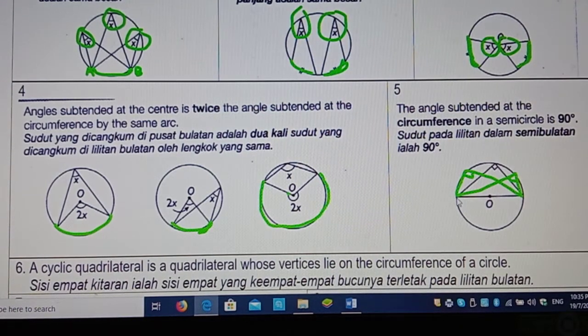Okay, same thing if you draw this side. Okay, if you draw this side, here also 90 degrees. Okay, so sudut pada lilitan dalam semi bulatan ialah 90 darjah ya. Jadi kamu kena ingat semua point ini ya. So you need to remember all the properties in order to answer all the question. Okay, next.